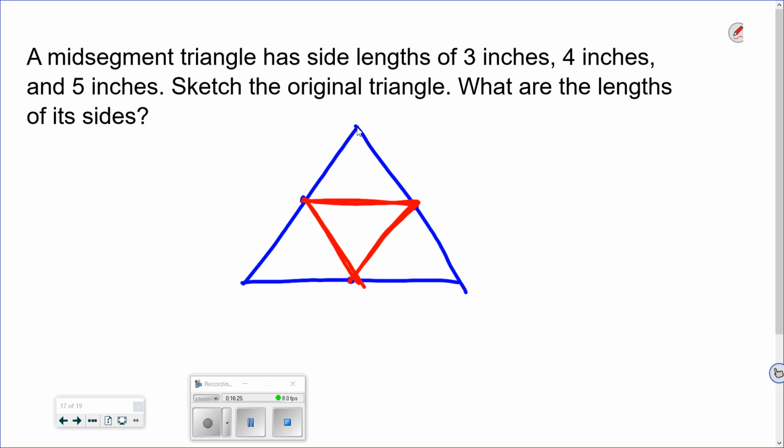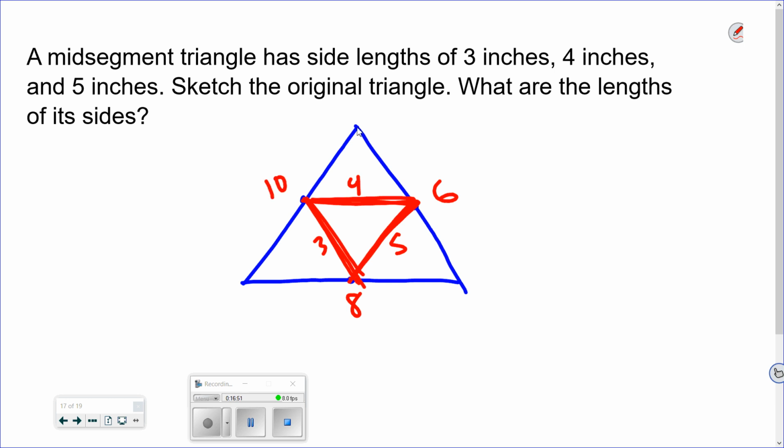If you take all the mid-segments of a triangle and draw them, you'll form another triangle. So this red one is what it's talking about. That is a mid-segment triangle, and it has the lengths of 3, 4, and 5. This is not drawn to scale, obviously. It wants to know what are the lengths of the original triangle. Well, if this is a mid-segment and it's 4, this side is 8. If this is 3, this side is 6. And if this is 5, then the third side is 10.